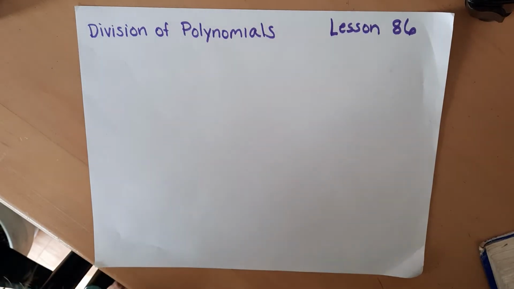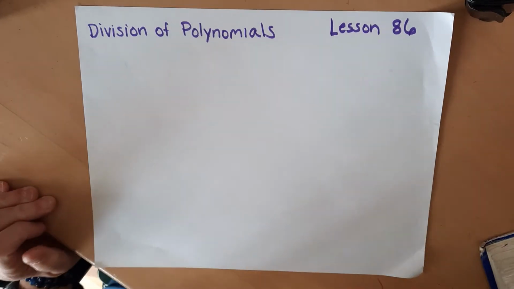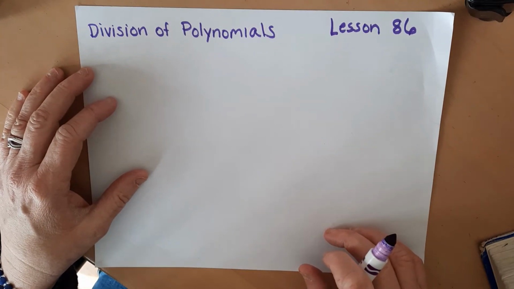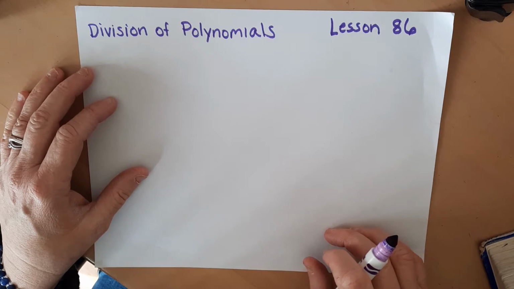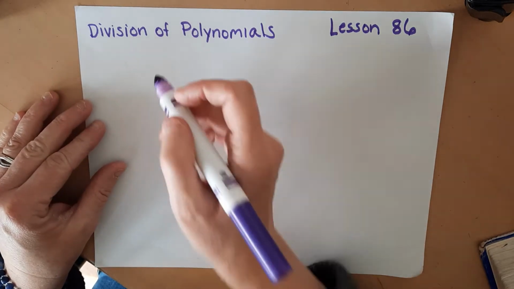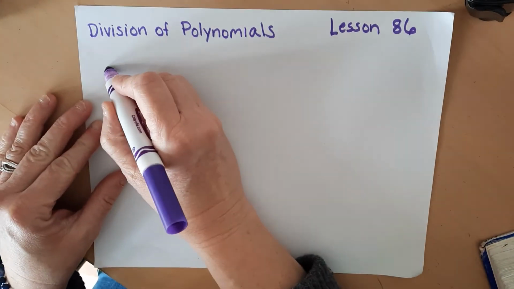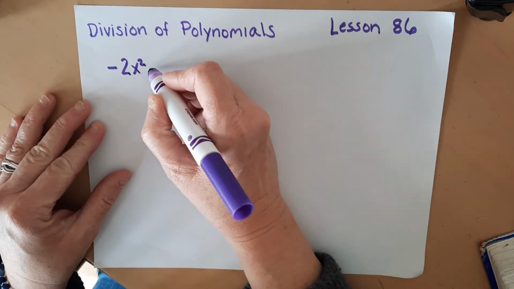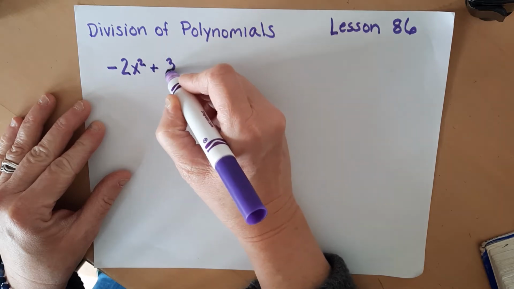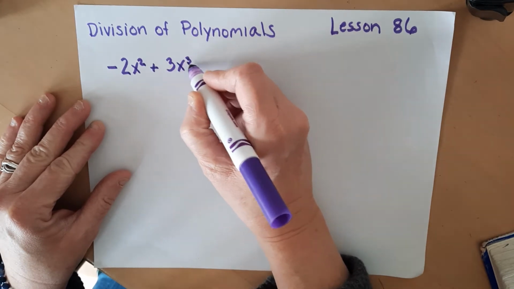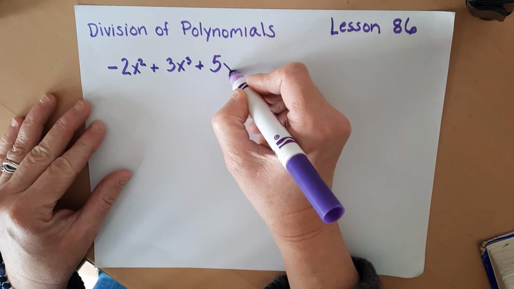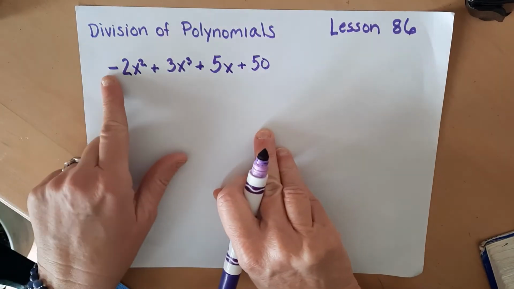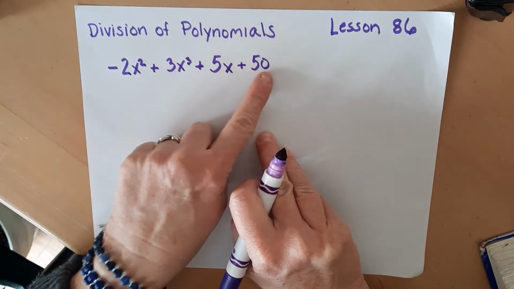So lesson 86 is division of polynomials. A polynomial is just an expression that has more than one term. So we're going to start off with this one. We're going to start off with negative 2x squared plus 3x cubed plus 5x plus 50. This is a polynomial because it has 4 different terms.